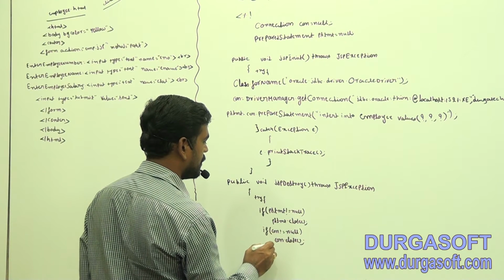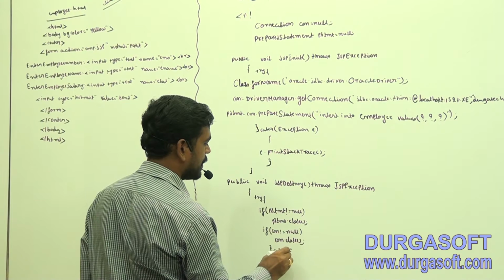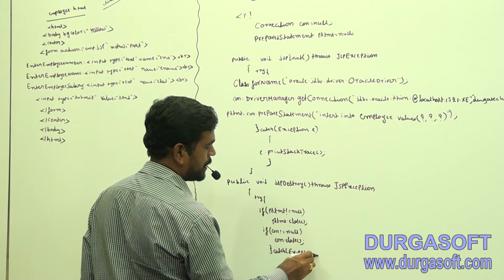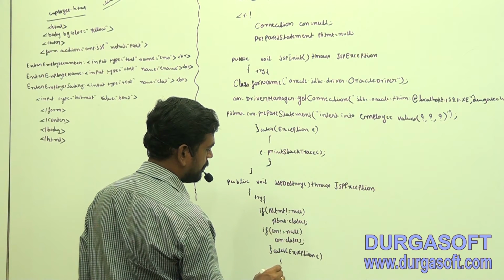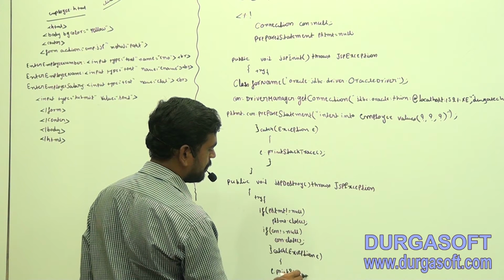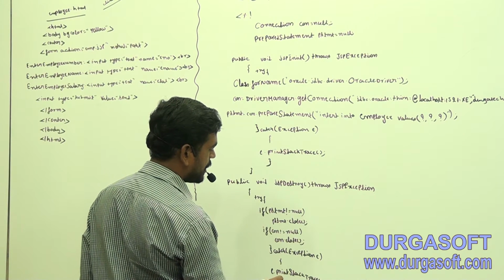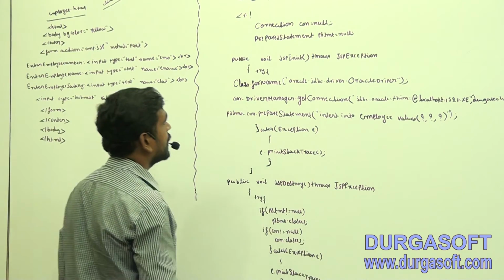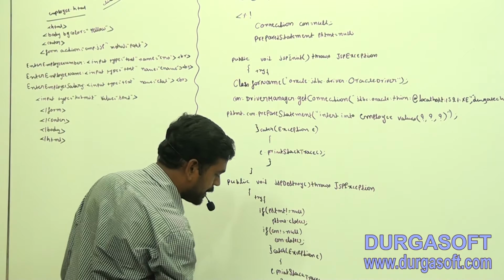The next, close the try, catch Exception e. The next e dot printStackTrace. Then close the catch, close the destroy method. Then finally we can close what? Okay, the declarative element.